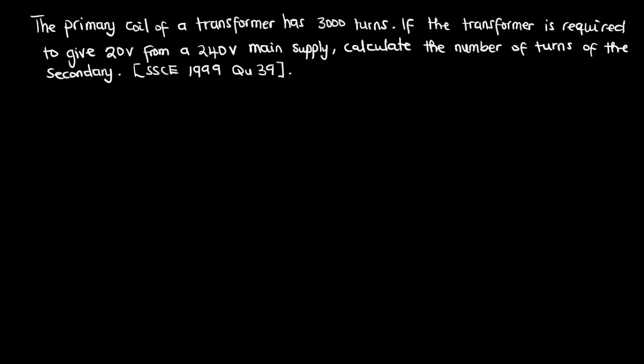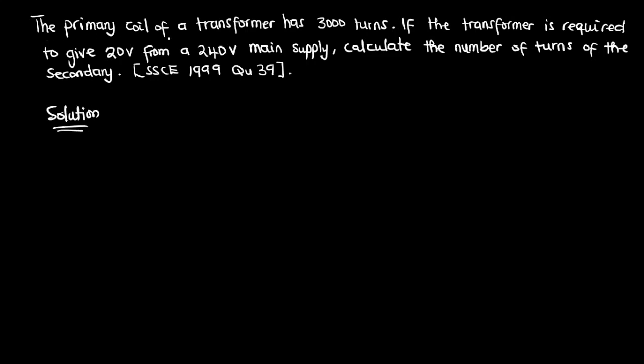So we have here: the primary coil of a transformer has 3000 turns. If the transformer is required to give 20 volts from a 240 volt main supply, we have to calculate the number of turns of the secondary coil. So this is the SSC 1999 question number 39. All right, so let's write down the solution to this problem.